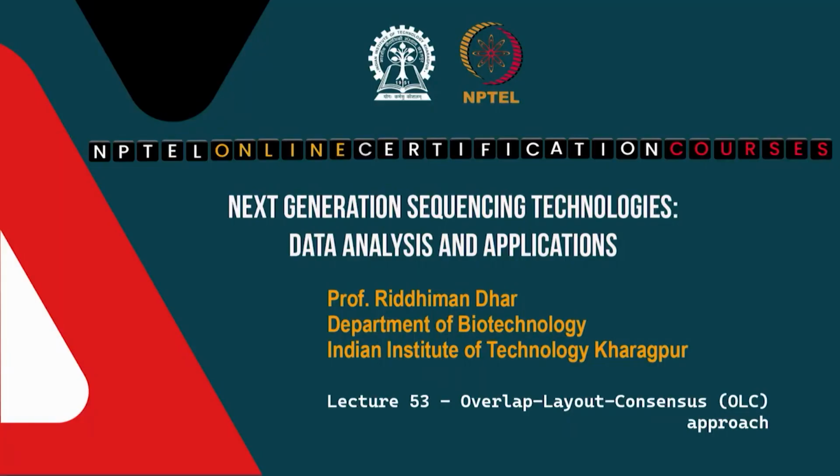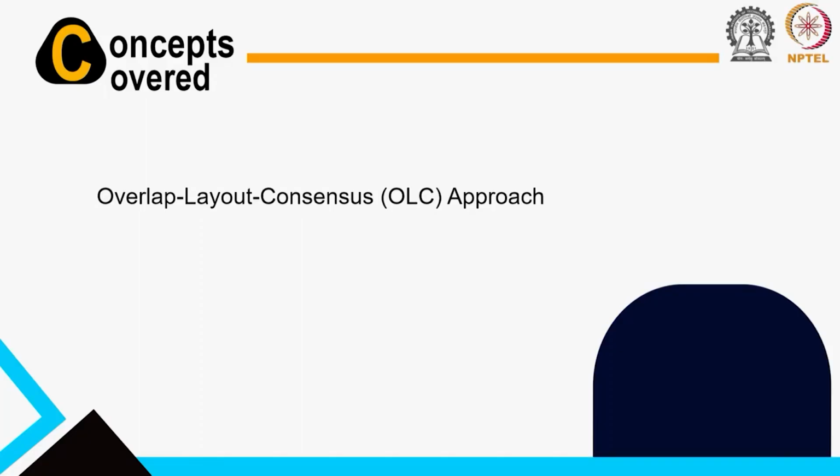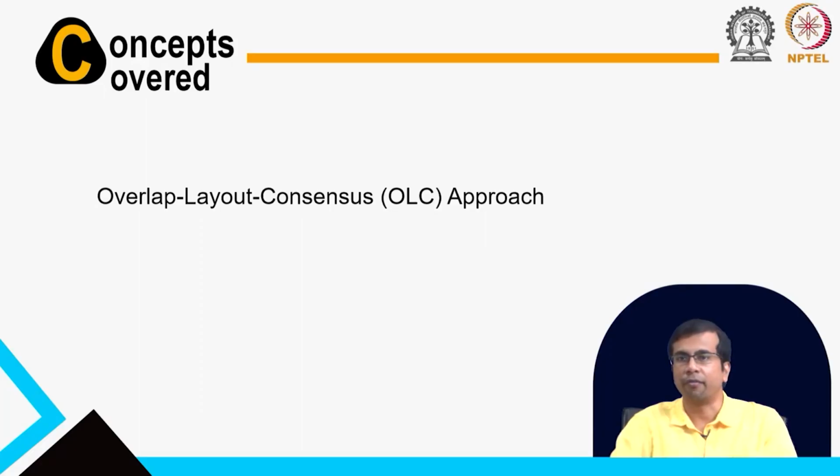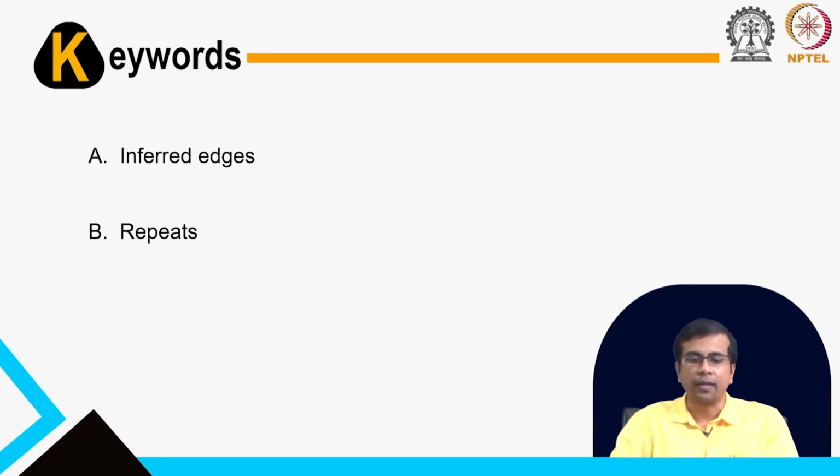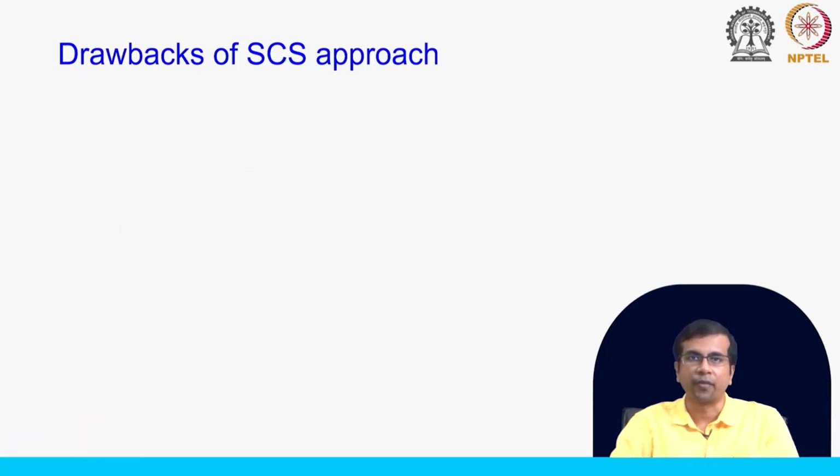In this class what we will be talking about is the overlap layout consensus approach. This is a different approach for genome assembly. We will talk about the idea, we will apply this approach again to a set of reads for a small reference genome, and then we will see how this method works and what the limitations of this method are. These are the keywords for today's class: first is inferred edges and the second is repeats.